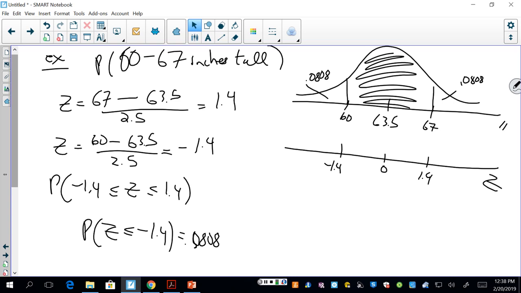So what's the answer? What's the middle? It's 1 minus these two tails, so this probability is 1 minus 0.0808 minus 0.0808, which is 0.8384.